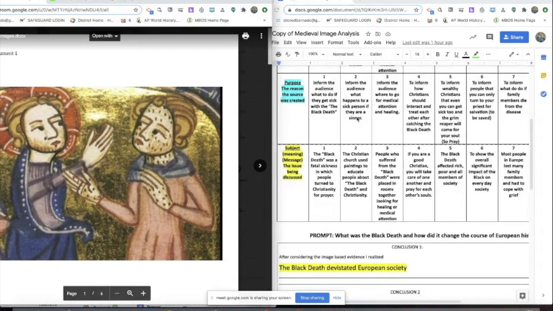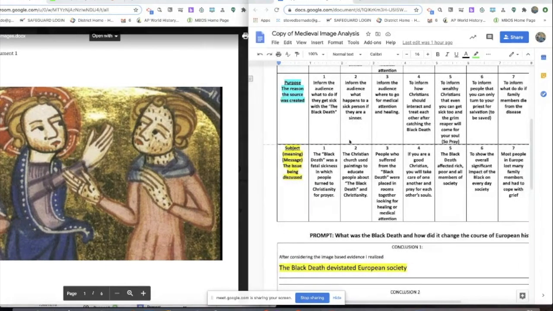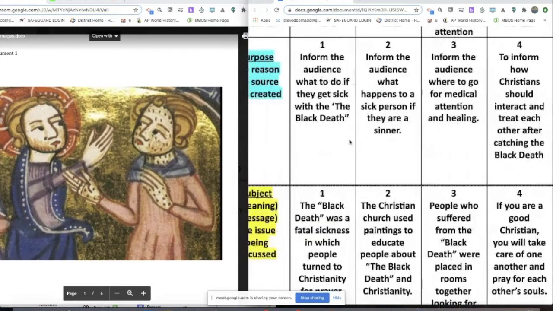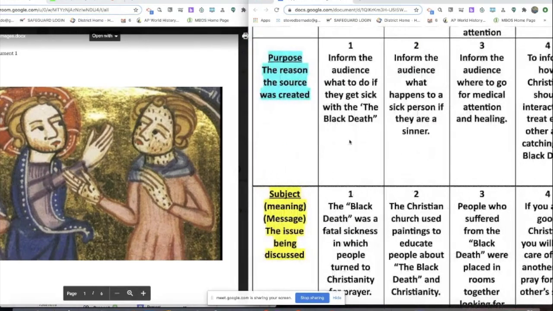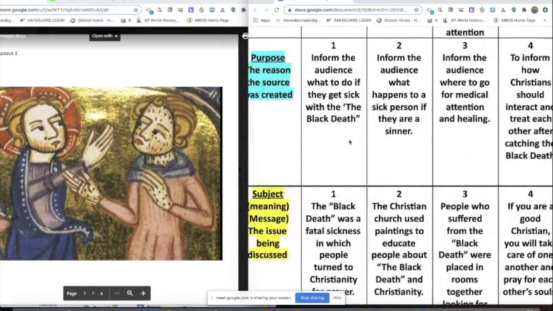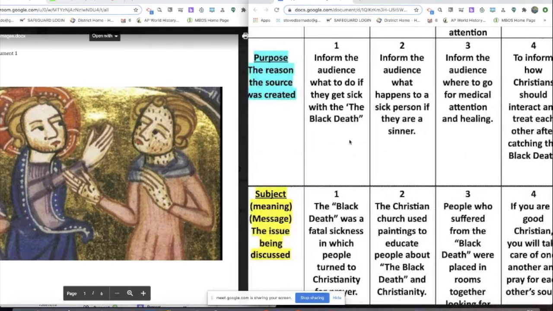We have the purpose and the subject for each one. I'm zooming in. You did image 1, 2, and 3, and you're supposed to do 4 on your own. You can see the numbers, right?